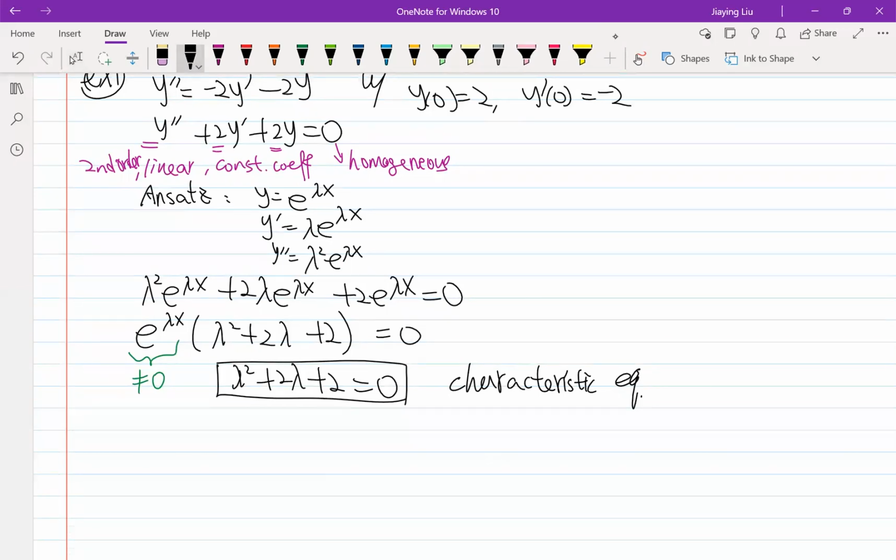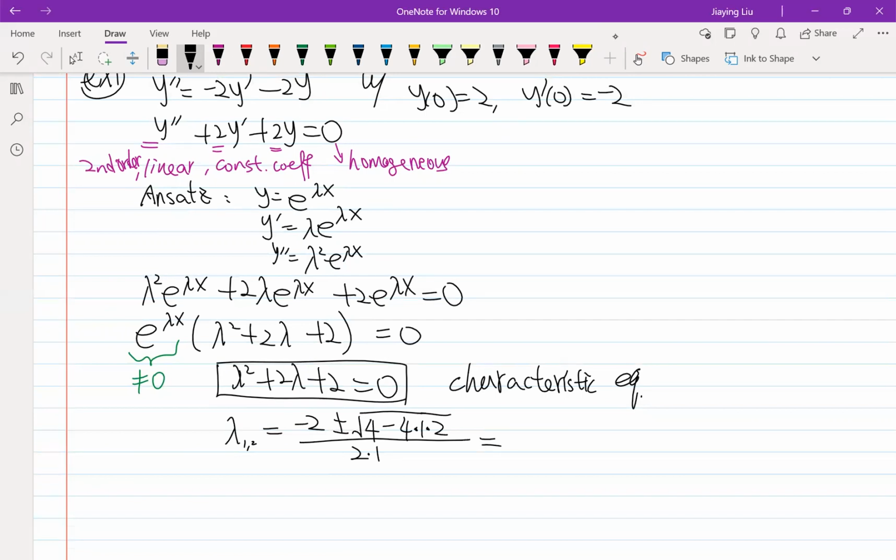So let's solve this. We can try to factor this. It turns out that for this particular equation, we can't really factor it. Let's just use the quadratic formula. So lambda equals negative b plus or minus the square root of b squared minus 4 times a times c, all over 2a.